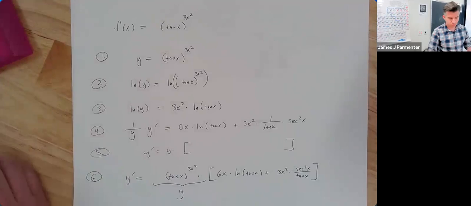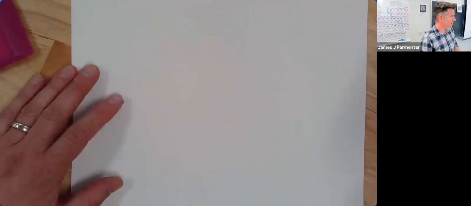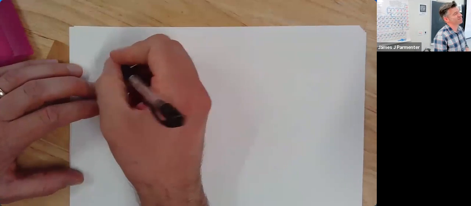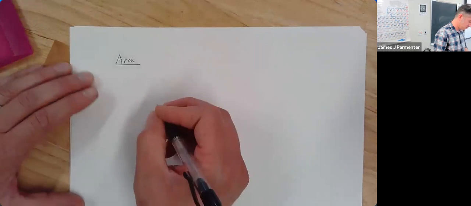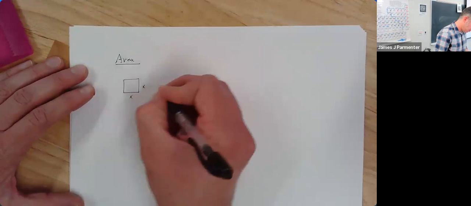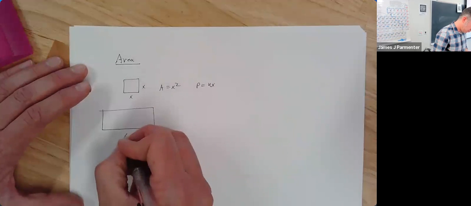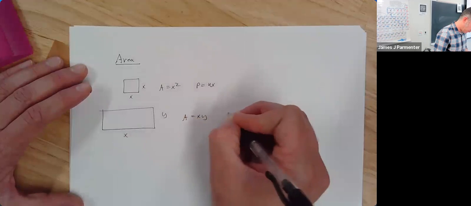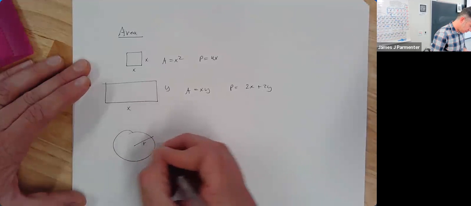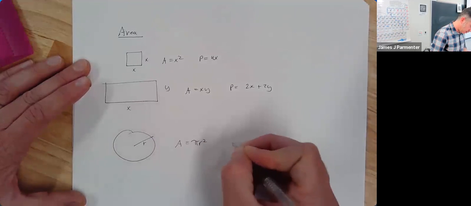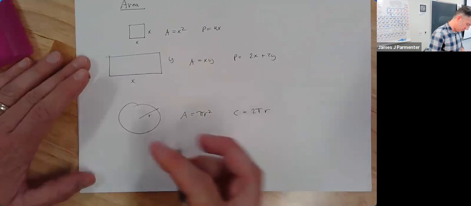Okay. Things you might have to know for optimization. Equations. Yeah, sure. Okay. Area stuff. Square: area is x squared, perimeter is 4x. Rectangle: area is x times y, perimeter is 2x plus 2y. Circle: area is pi r squared, circumference is 2 pi r. What other shapes? I guess triangle.